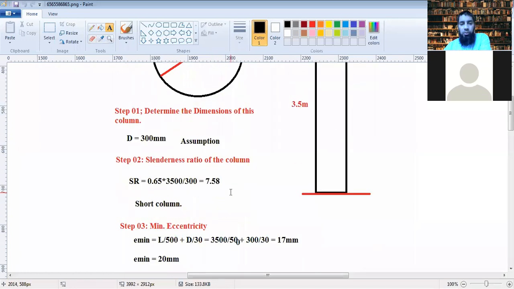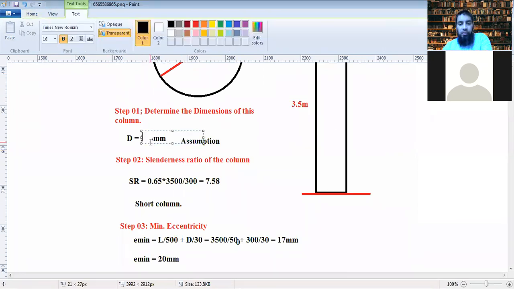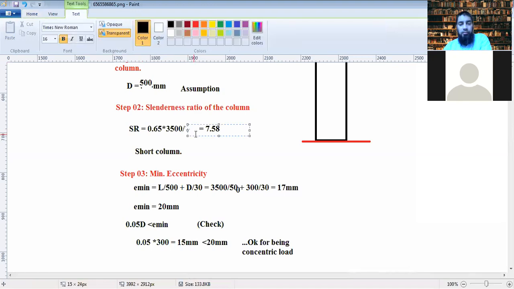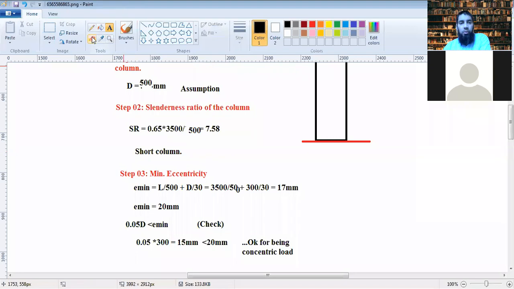So explain to me when you redesigned it for 500 mm. In step number 1, D is now 500, it's not 300 anymore. What was the slenderness ratio that you got? 36.67. So no, 4.55.